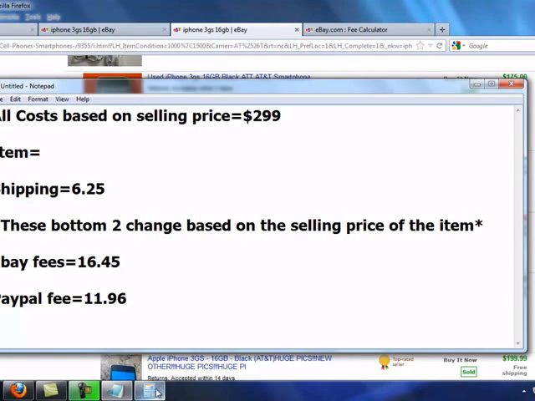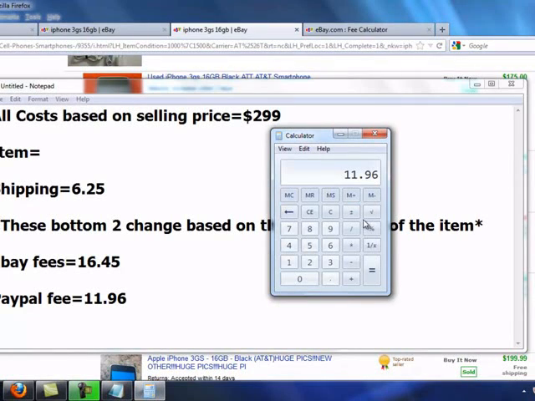Okay, so if we add these up, $11.96 plus $16.45 plus $6.25, I get $34.66. So basically about $35. Okay. These are my fees if I sell this phone at $299.